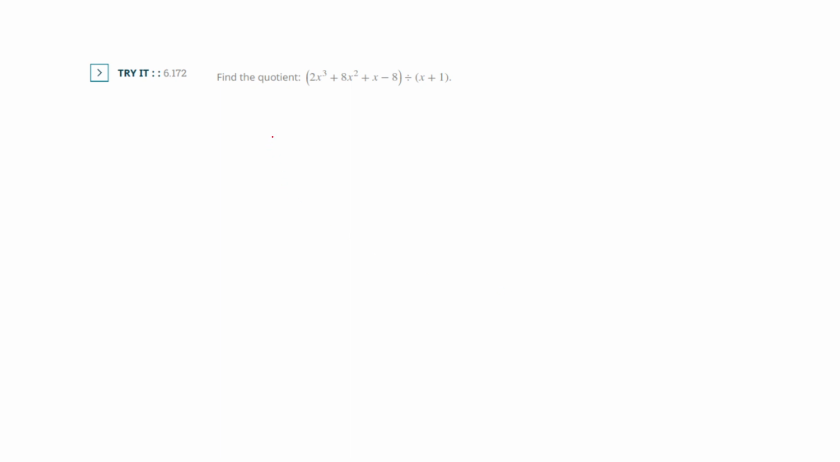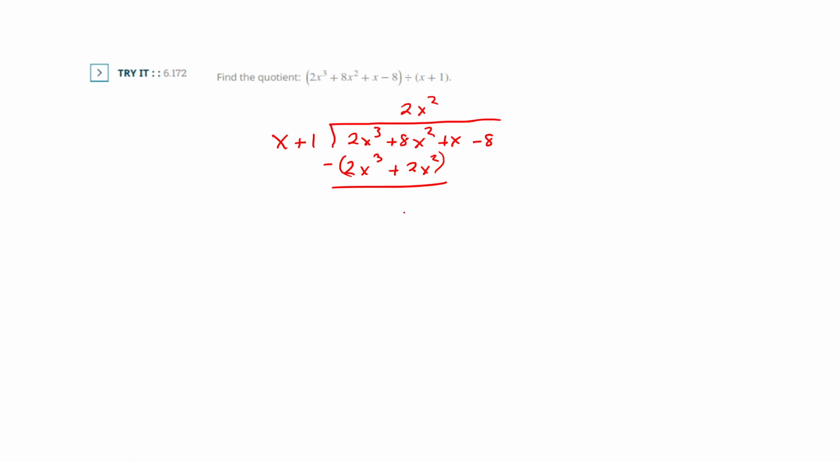Okay, let me do another one of these. If you think you got it, go ahead, try it on your own. But I wasn't expecting the remainder, so let's talk through that again. Okay, x into 2x to the third. It's going to take 2x squared to make that work. Now we check for leftovers. This is negative 2x squared now, so I'd have 6x squared plus x.